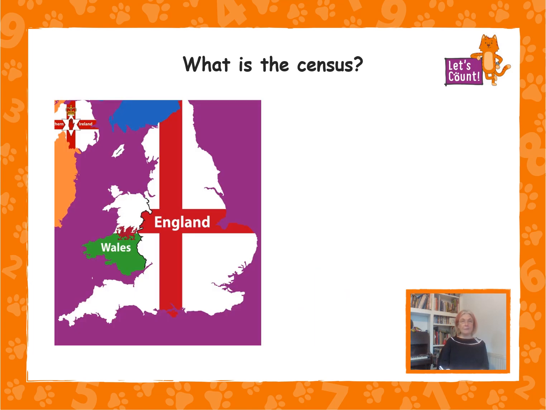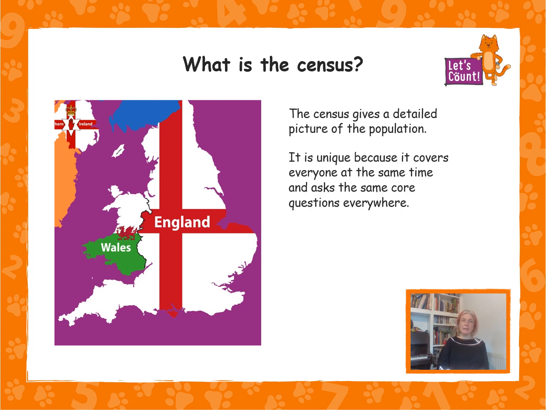The census gives us a detailed picture of the population in England and Wales. It's unique because it asks everyone the same questions on the same day in March, giving a snapshot of the population and making it easy to compare data and information from different parts of England and Wales.